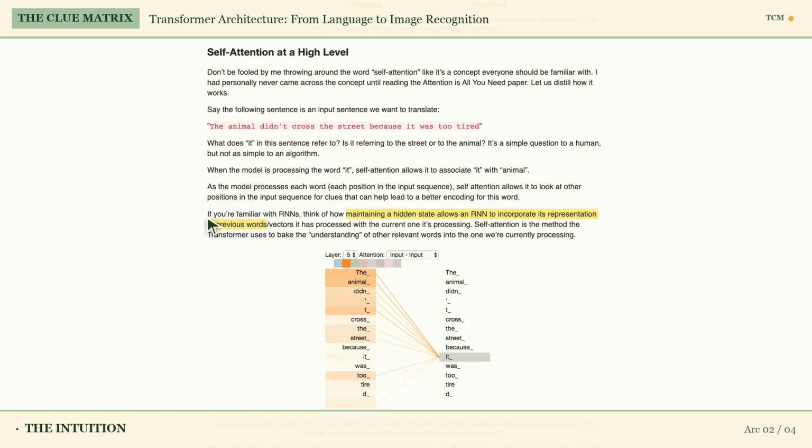If you're familiar with RNNs, their hidden state allows an RNN to incorporate its representation of previous words. Self-attention does something similar, but in a parallelizable way. The parallelization is the key distinction. An RNN builds understanding sequentially, but self-attention forms these connections all at once.